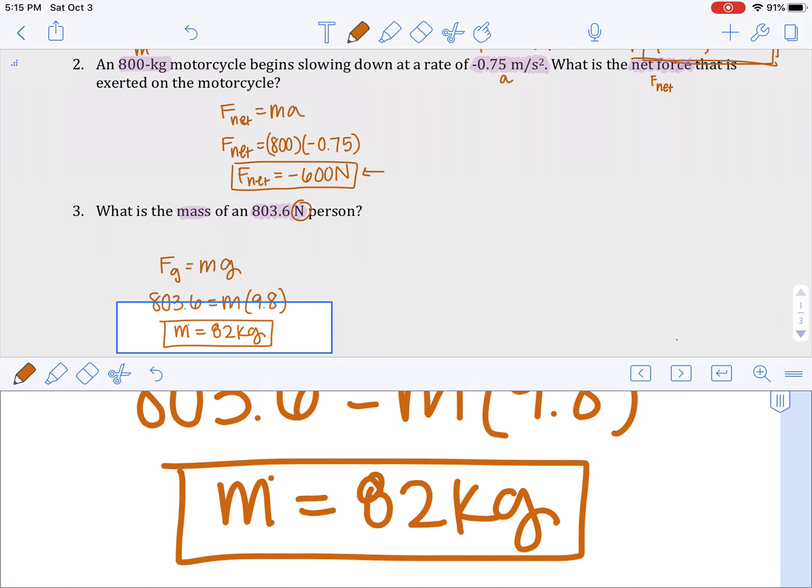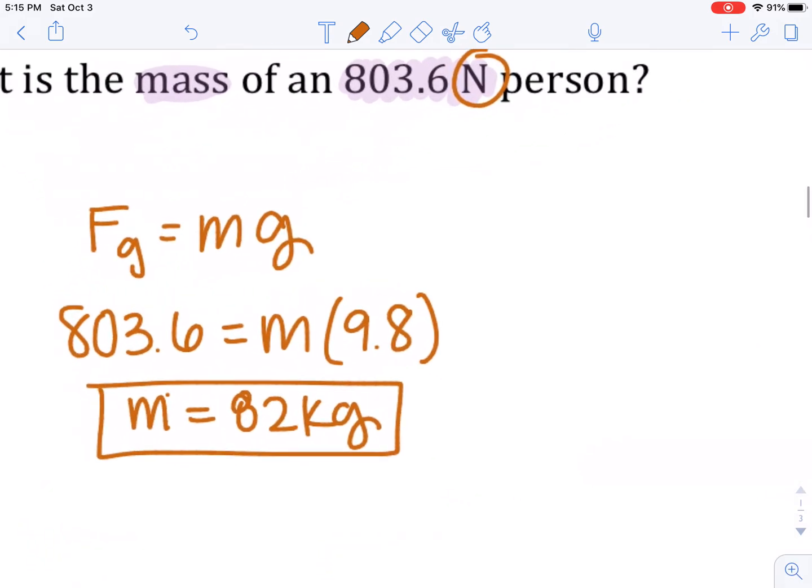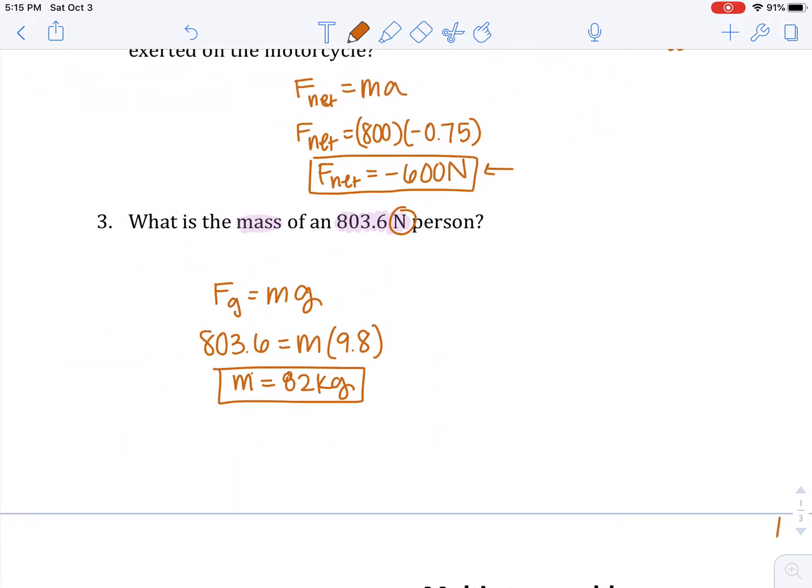Wait, do I need a direction? No, I don't need a direction because mass is not a directional quantity. It's a scalar. It is not a vector. Okay, and again, number 3, bare minimum amount of work that I expect you to show. If you skip one of these steps, you are missing a success criteria, and if you do that more than once, you will get a 2 for something that maybe you could have done.